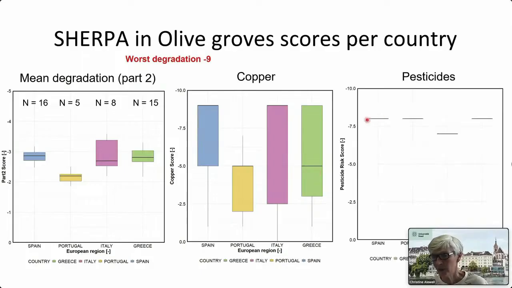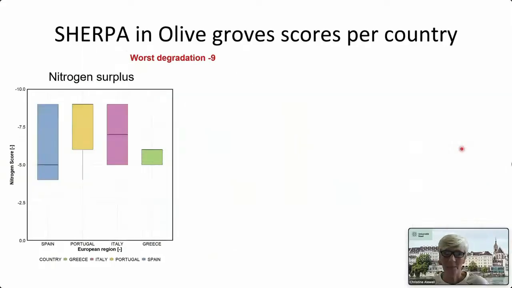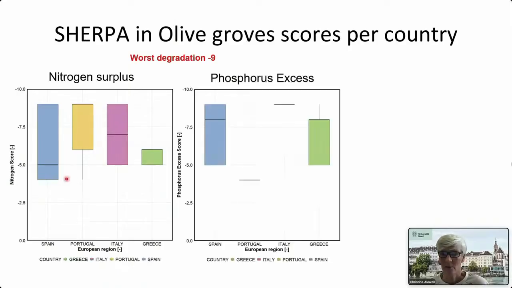Pesticides is really very high, around -8, with a slightly better score in Italy. But remember the coarse resolution of our data. Nitrogen scores pretty negative, with Portugal very high nitrogen, followed by Italy, Greece, and Spain. Same with phosphorus excess, very high in Spain and Italy, and Greece, a bit lower in Portugal.